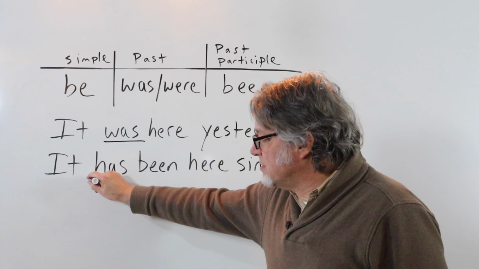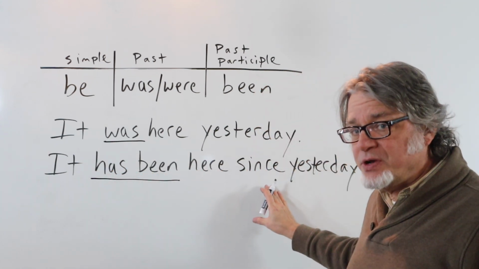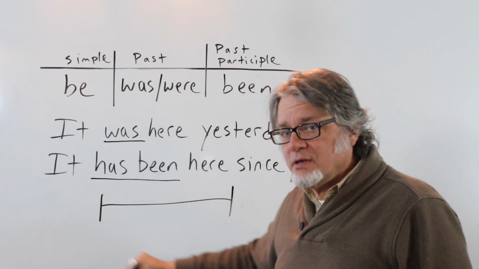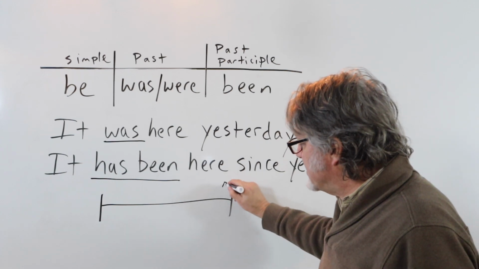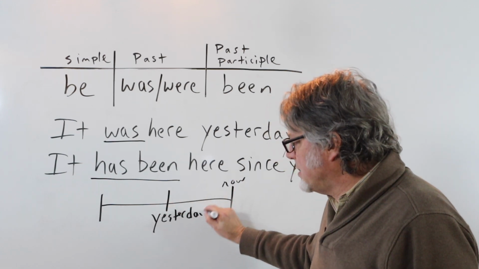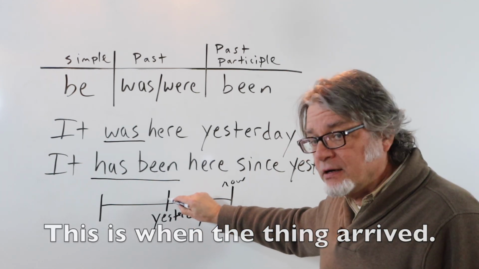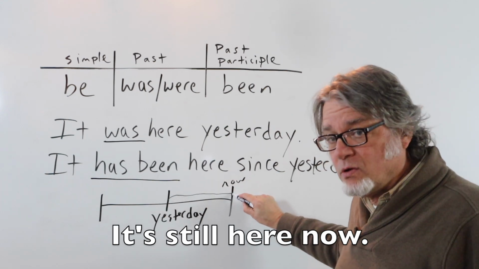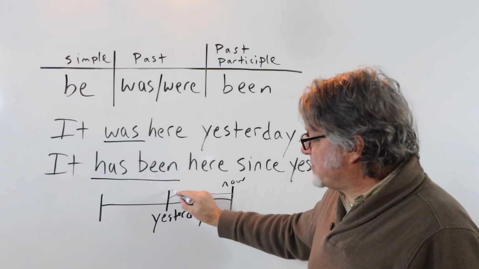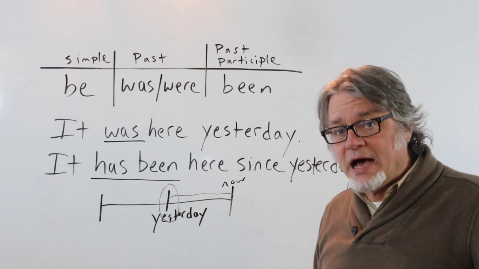In this sentence, here's the present perfect tense. It has been here since yesterday. That's when it, whatever this is, arrived. So this is now, and this is yesterday. This is when the thing arrived, starting here, and it's still here now. If I say it was here yesterday, that's this time, and now it's gone. It's not here.